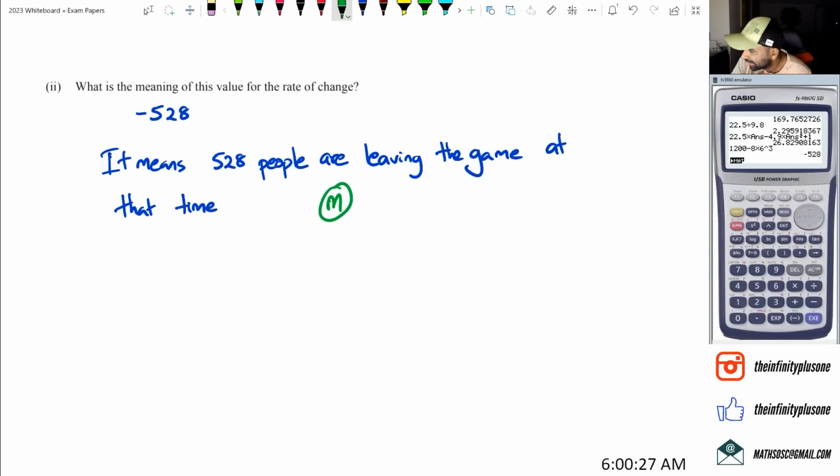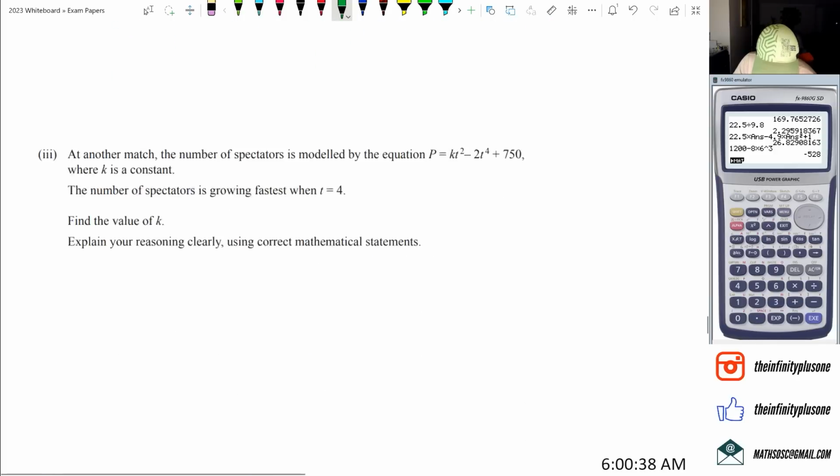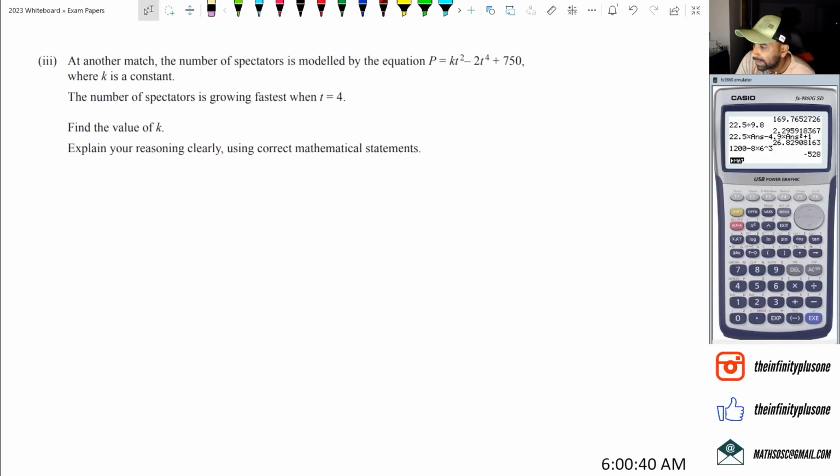I think you have to actually show the achieve part, because it actually says, and let's go to the last part of this question. It says another match. You've got P equals this. The number of spectators is growing fastest when T is equal to 4.